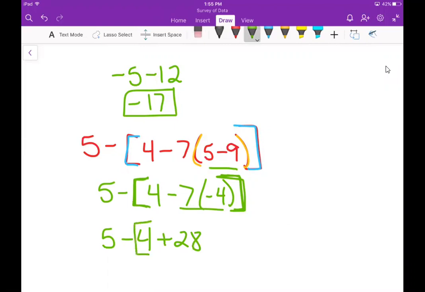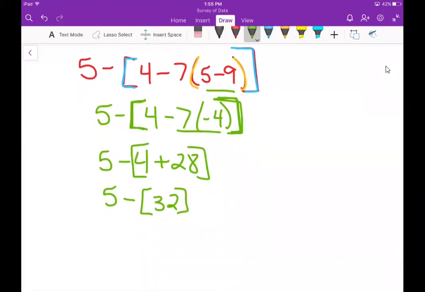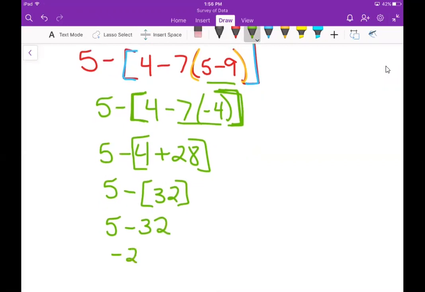I do need to carry down these brackets though, right? Those brackets are still there. I have one last operation inside of those brackets. I have 5 minus whatever 4 plus 28 is. 4 plus 28 is 32. Now those brackets kind of make it more confusing. There's no operation inside of those brackets, so I can get rid of the brackets. So really what I'm looking at is 5 minus 32. I have one last operation, which is to carry out that subtraction. And when you carry out that subtraction, you get -27.